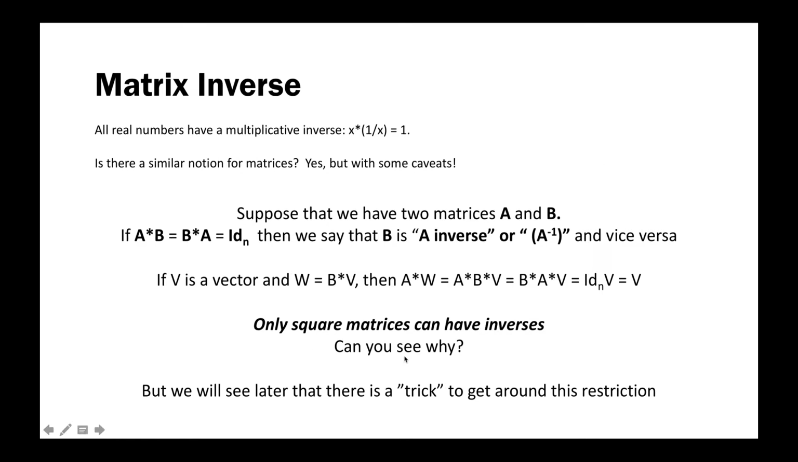So now that we have the identity matrix, we can talk about something called the matrix inverse. As you're probably aware, all real numbers have a multiplicative inverse, given by, if I have a real number x, 1 over x. The property that defines this is, given a number x, finding another number such that x times this other number gives me 1.